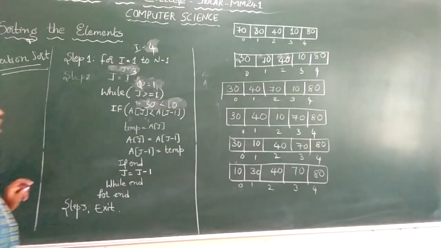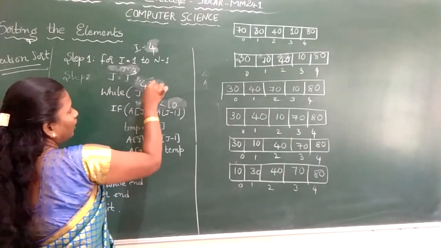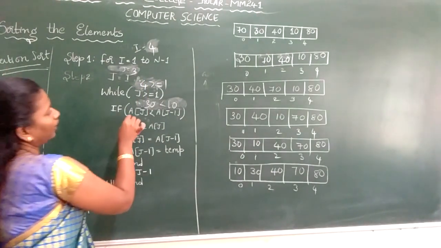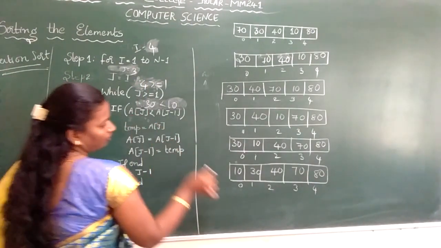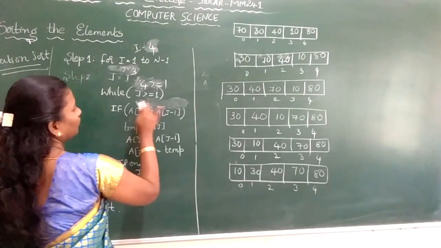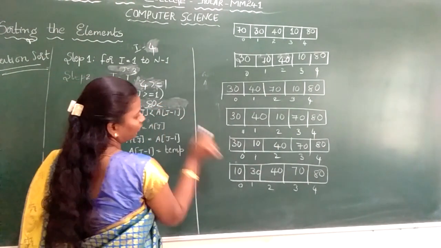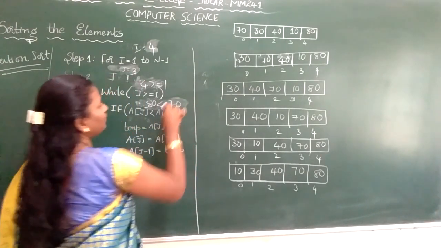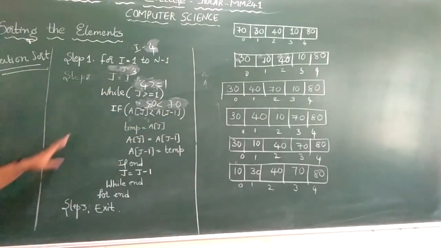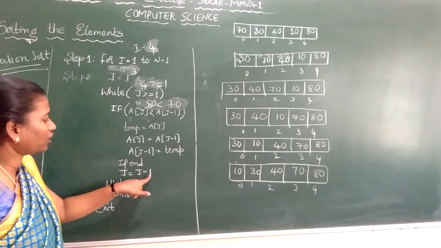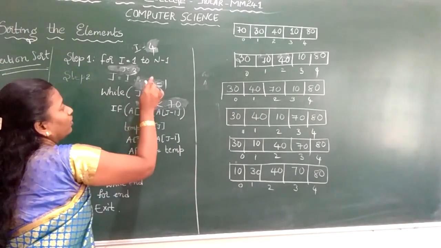Okay. Now I'll check. 4 is greater than or equal to 1. Yes, the condition satisfies. What is there in A of 4? A of 4 I have 80. What is A of 4 minus 1, that is A of 3? That is 70. Is 80 less than 70? No, the condition fails. Now my J value becomes 4 minus 1, that is 3.